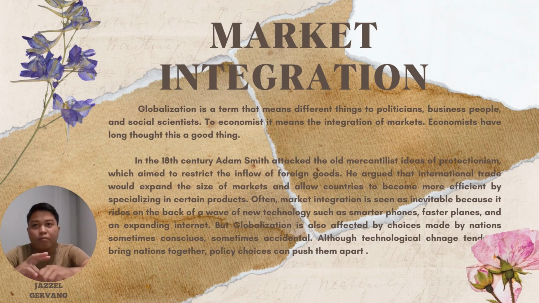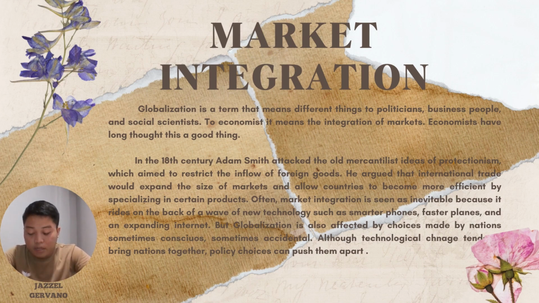Way back in the 18th century, Adam Smith attacked the old mercantilist ideas of protectionism, which aimed to restrict the inflow of foreign goods. He argued that international trade would expand the size of markets and allow countries to become more efficient by specializing in certain products. Often, market integration is seen as inevitable because it rides on the back of a wave of new technology such as smarter phones, faster planes, and the expanding internet. But globalization is also affected by choices made by nations, sometimes conscious, sometimes accidental. Although technological change tends to bring nations together, policy choices can push them apart.